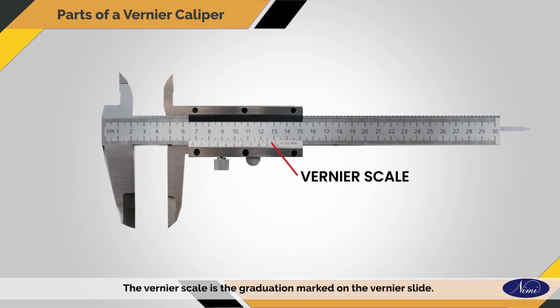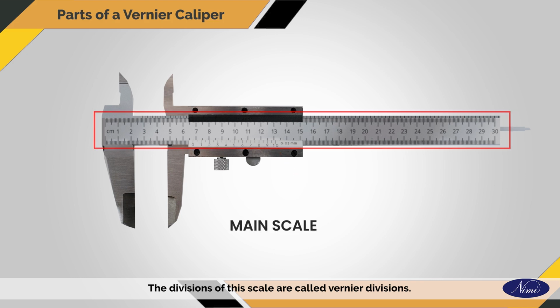Vernier scale 9. The vernier scale is the graduation marked on the vernier slide. The divisions of this scale are called vernier divisions. Main scale. The main scale graduations or divisions are marked on the beam.